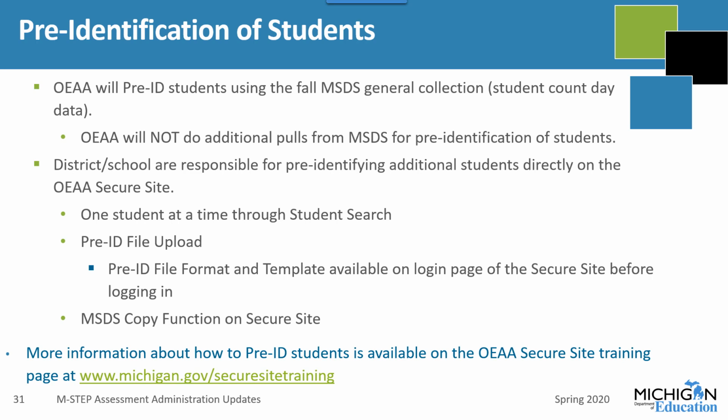There is a ton of step-by-step instructions available for each of these methods of pre-ID on the Secure Site training page. Again, it's www.michigan.gov/securesitetraining. And I will suggest you may want to either memorize that web address or add it to your bookmarks in your browser. It's helpful for pre-ID and for login information, but it has help documents for anything you need to do on the Secure Site.